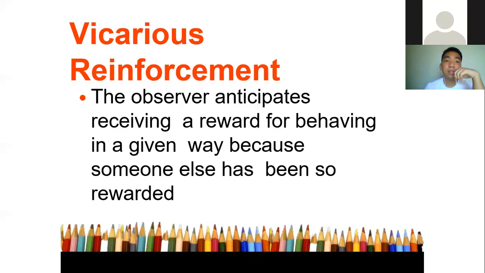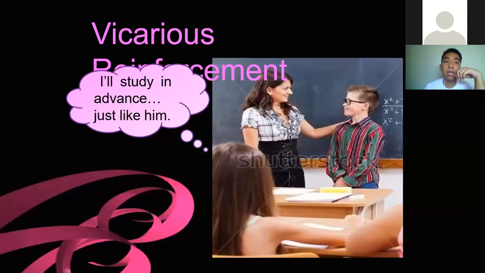Next, we have the vicarious reinforcement. The observer anticipates receiving a reward for behaving in a given way because someone else has been so rewarded. So the one you observed, not you, is the one who received the reinforcement or reward. So if they were rewarded, I will imitate him. If they were punished, I will not imitate him. So that is vicarious reinforcement: the person you observed received the reward.